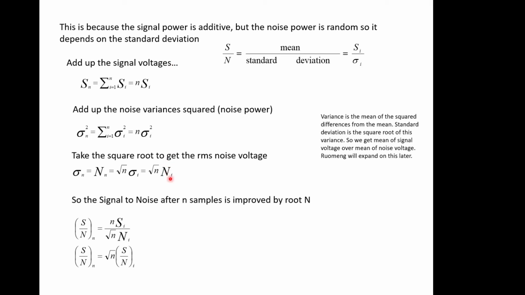And then if we do the signal to noise, at that point we can see that we've improved everything by root n. And Ruomeng will be talking more about noise later on, but intuitively you can see that if you add up lots of things that have a random distribution, the average should come to 0, and so that should leave you with the signal that you're interested in.